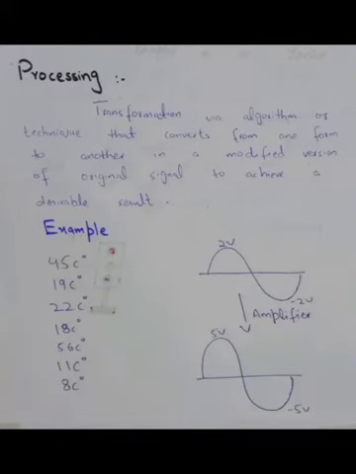What is processing? Transformation via an algorithm or technique that converts a signal from one form to another, a modified version of the original signal, to achieve a desirable result. We use different sets of techniques, coding, and algorithms to get our desirable result. For example, we are given different temperatures and we have to figure out the max one. Using an algorithm, we can figure out the max. In another example, we have to amplify a signal using a certain set of techniques. So using a technique or algorithm, we can amplify it and get our desirable result.